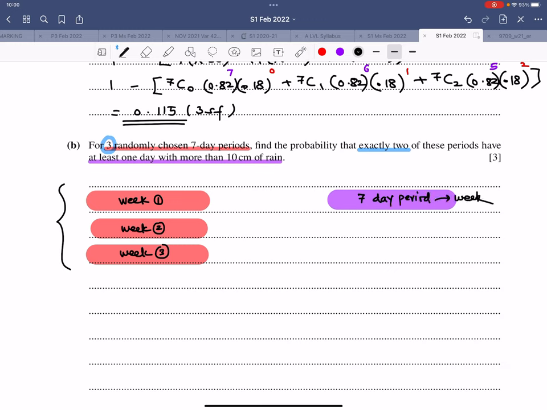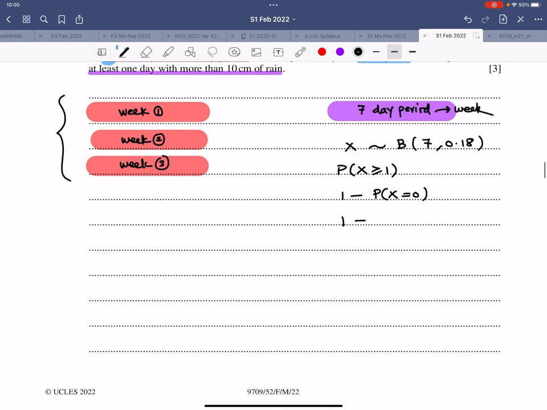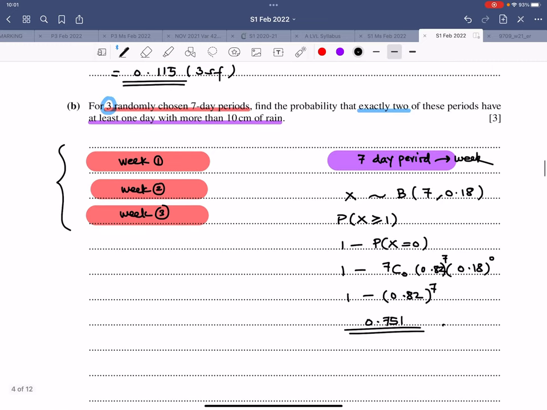So X follows a binomial distribution, 7, 0.18, and they're asking for at least 1 day. Probability X is greater than or equal to 1, which is 1 minus probability X equals 0, 1 minus 7C0, and this is 0.18 raised to power of 0, 0.82 raised to power of 7, which is 1 minus 0.82 raised to power of 7, and after the subtraction, this answer comes out to be 0.755. This is the answer that you get. Now, this is basically step 1. And now we are moving towards step 2.